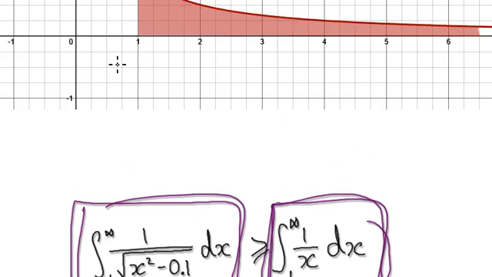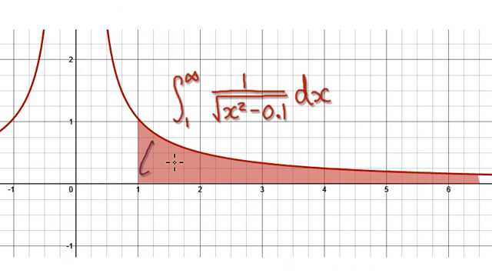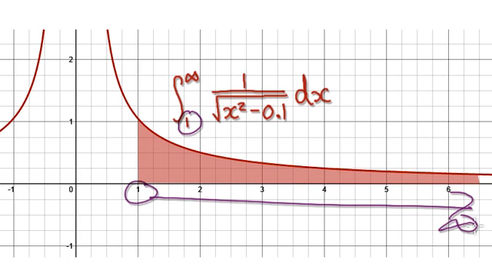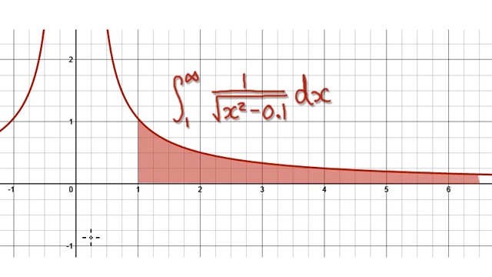So as it turns out, this area here will just keep on getting bigger and bigger and bigger. As you head towards infinity, the area is just going to get bigger and bigger and bigger. It diverges. Okay.